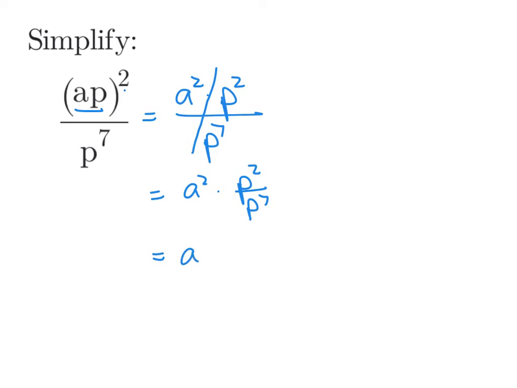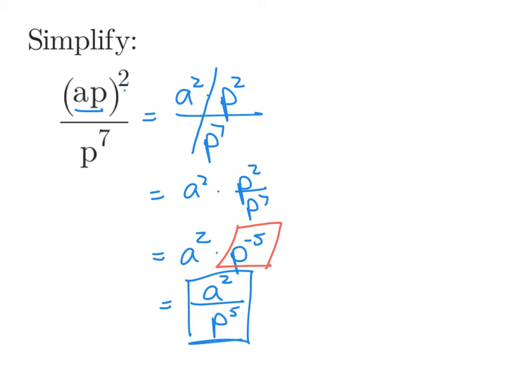Simplify each of them. A squared is already simplified. But p to the 2nd divided by p to the 7th, we need to subtract those two powers. And 2 minus 7 is negative 5. We don't want to leave our answer with any negative powers, so that negative 5th power on the p, to make it positive, we're going to put it in the bottom of the fraction, and then it'll become positive. That a to the 2nd is already positive, so it's going to stay in the numerator. And there is our simplified fraction.